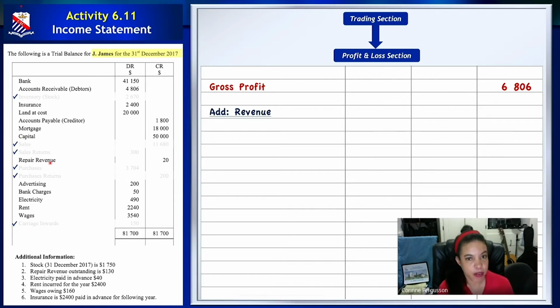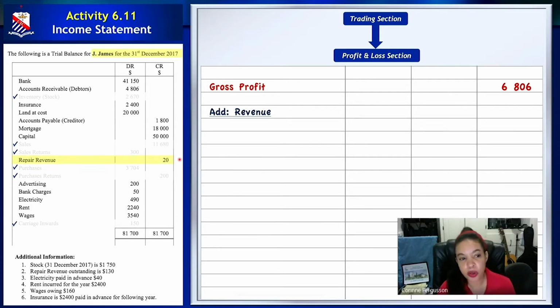Repair revenue. Now, how you can also know that it's revenue: revenue is supposed to be in the credit column, right? Revenue is a credit. If you remember with Alice, debit, credit, credit, credit, debit. So assets and expenses are debits, and the other three are credits, which include revenue. So you see repair revenue, $20. So we have our revenue there.